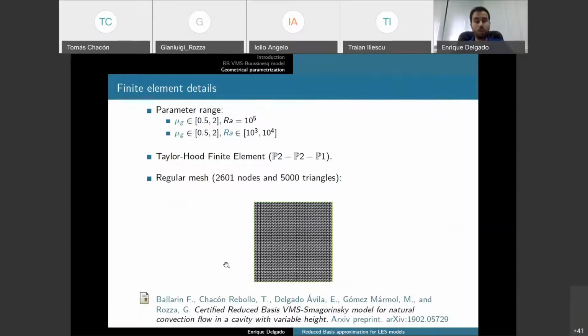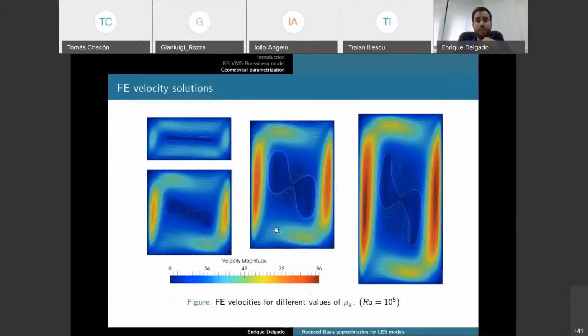Quickly, I'm going to explain the two different numerical tests. We consider first only the geometrical parameter, and then the geometrical and the physical parameters jointly. We consider this computational domain, and these are some snapshots for some different values of the geometrical parameter.